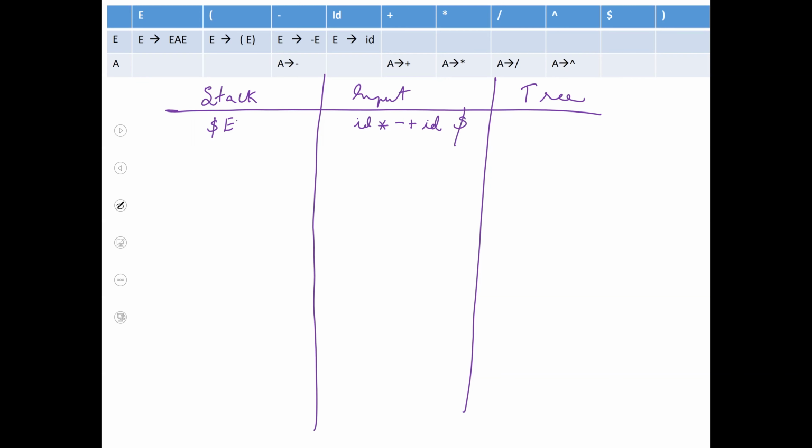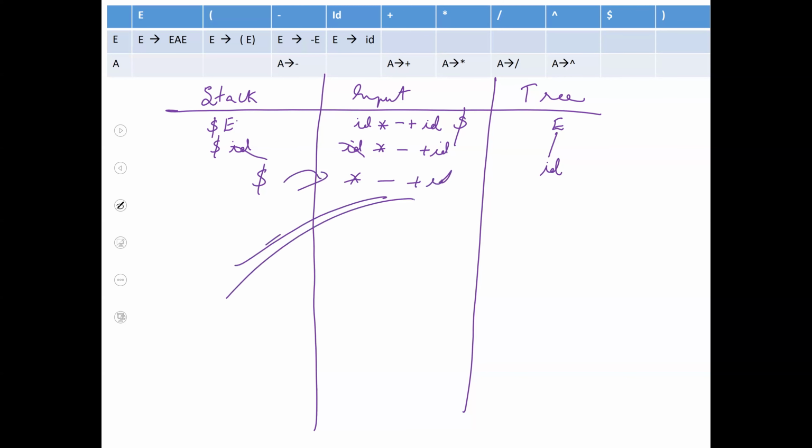So let's start. E encounters ID. The moment you get that, you'll have to replace your E with ID. So you have an E, you have replaced it with ID. ID and ID cancel. You get the same case as before: dollar encounters into minus plus ID. You do not have such a case. So you say the particular string is invalid. When you do not have a corresponding entry in your LL1 table, you say that the string is invalid.